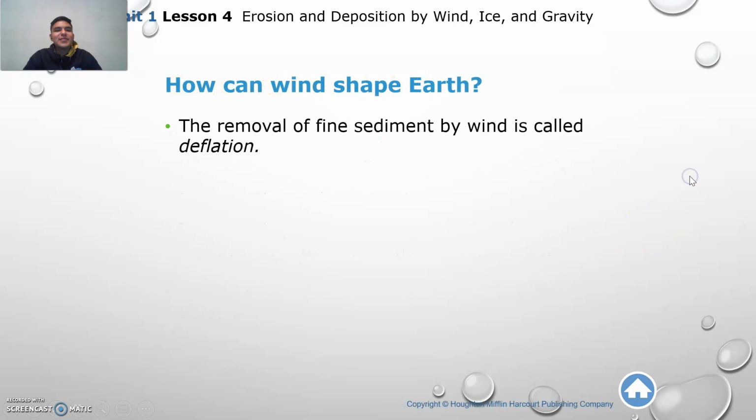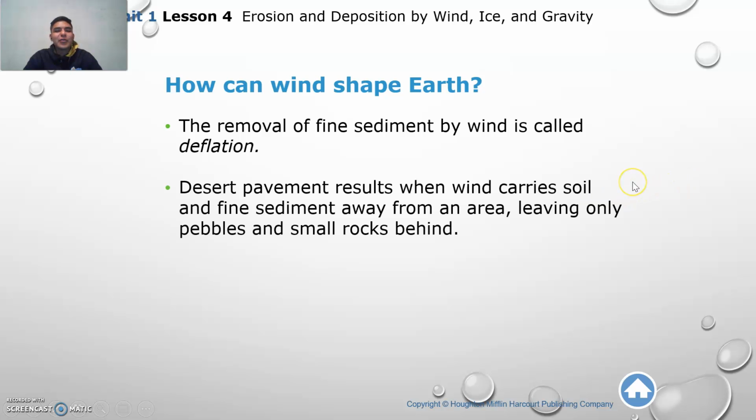Okay, let's continue. The removal of fine sediment by wind is called deflation. Like when we remove those very small particles of sand, that is deflation. Desert pavements result when wind carries soil and fine sediment away from an area, leaving only pebbles and small rocks behind.